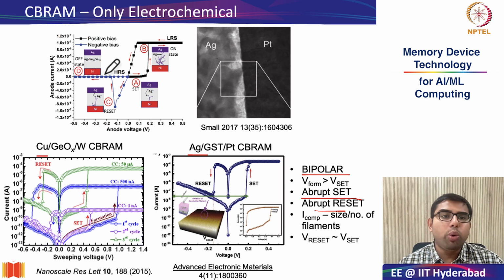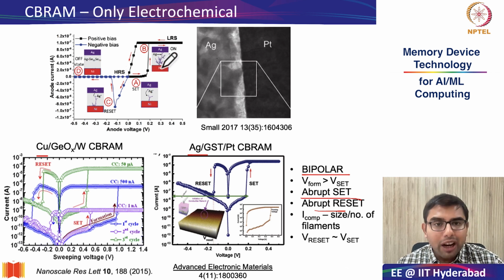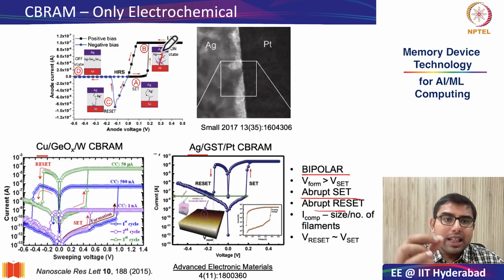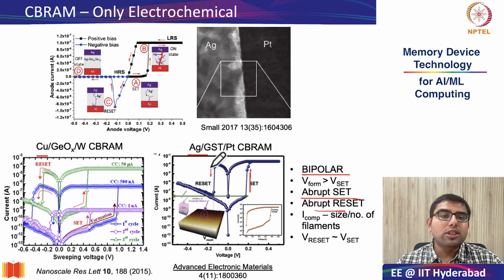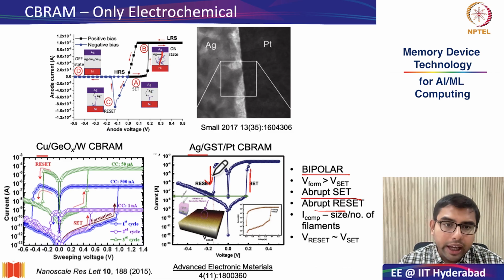This is very easy to understand because the filament is constituted of these copper or silver physical filaments. When this filament is formed, the current suddenly shoots up, and at a critical voltage, when the filament is broken, the current suddenly shoots down as well. That is why set and reset is inherently abrupt.